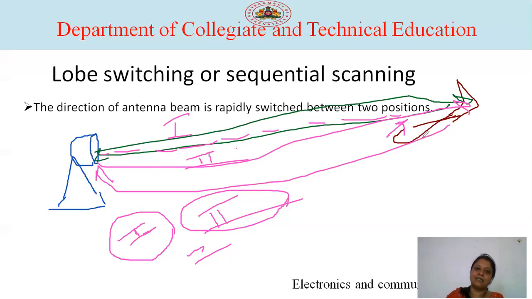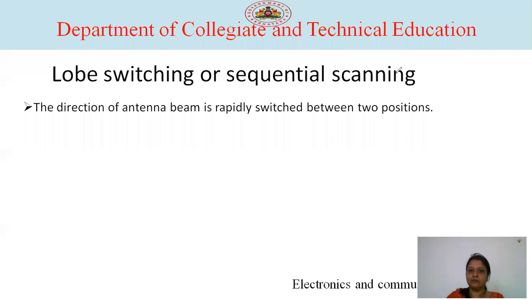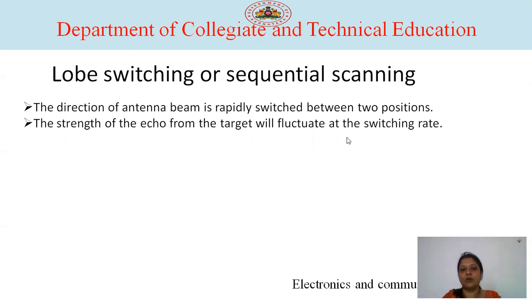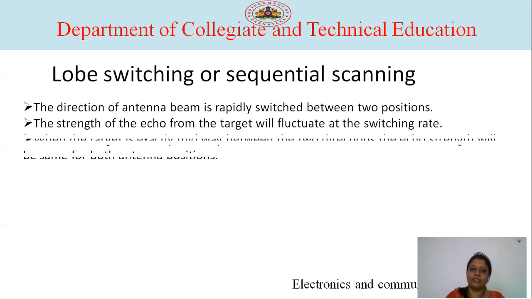This is the basic principle of lobe switching or sequential scanning, a tracking method. That is, the direction of the antenna beam is rapidly switched between two positions, 1, 2, 1, 2, like this. Next, the strength of the echo from the target will fluctuate at the switching rate. As the antenna switches from the first position to the second and back again, the echo signal also fluctuates here.